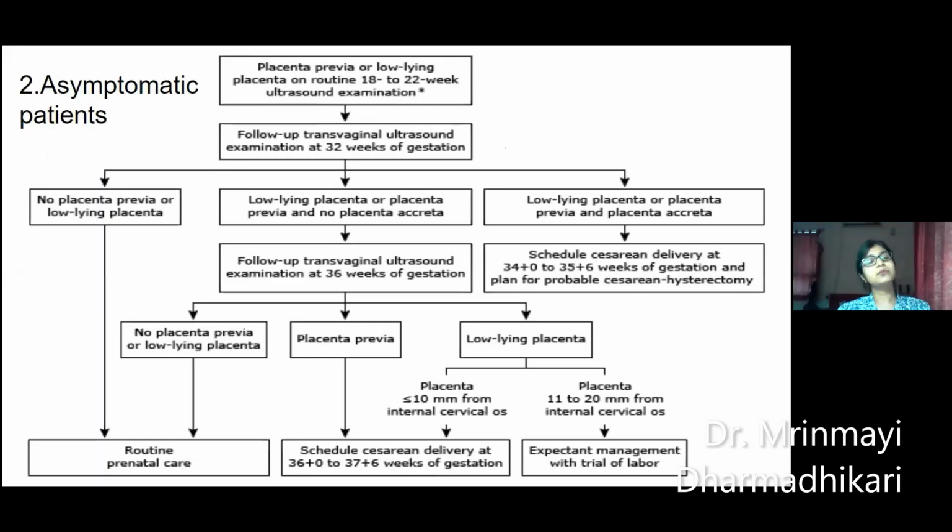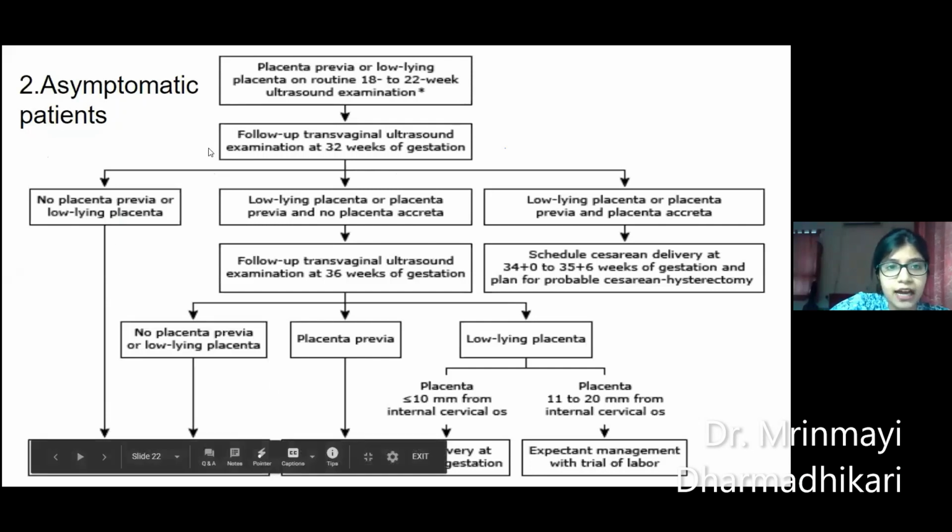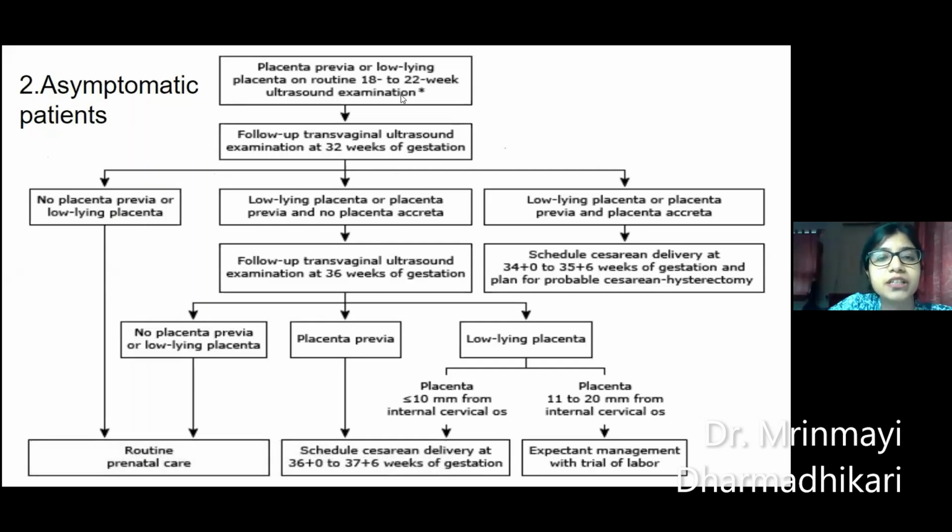This brings us to asymptomatic patients who do not present with any bleeding, but they have placenta previa. So here in this slide, I would like you to take a look at the middle flow chart. The first box shows a diagnosis of placenta previa, low-lying placenta on an 18 to 20 weeks of gestation ultrasound scan. We did a 32 weeks follow-up ultrasound, which shows that low-lying placenta or placenta previa still persists.